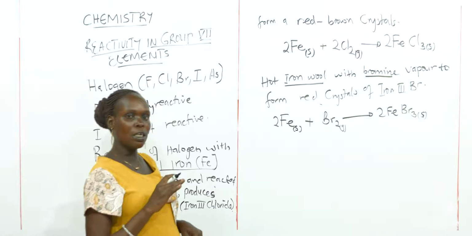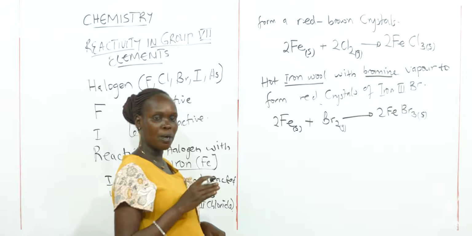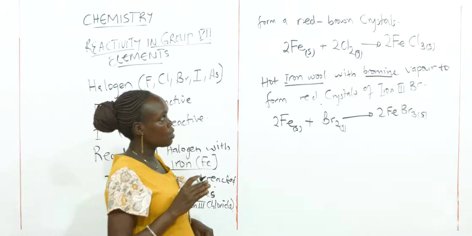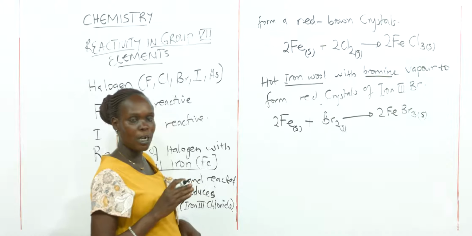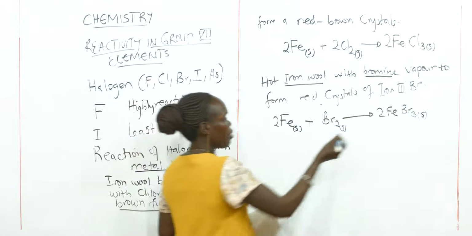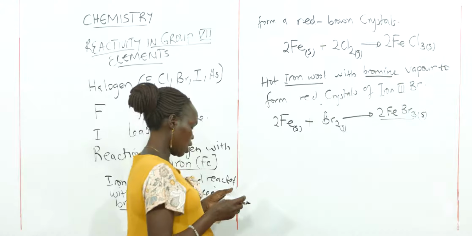So this is the crystal that sticks at the wall of the delivery tube, the cooler part of the delivery tube, and you will see that there is red brown crystal. So it means that is iron 3 chloride, while here we have iron 3 bromide, which is red in color.